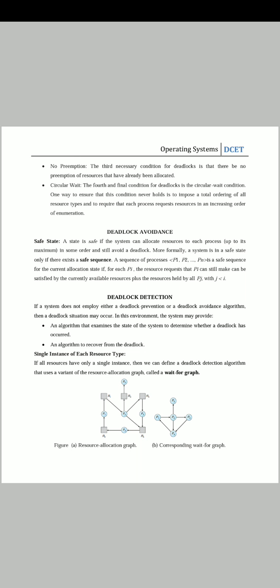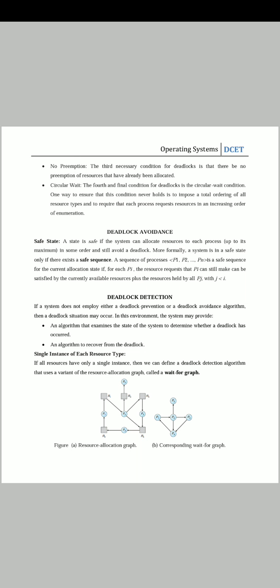The fourth one is circular wait. I need to break the chain here. If any process tries to access a resource, it has to release the previous resources which are held by itself. These are the four deadlock prevention techniques.